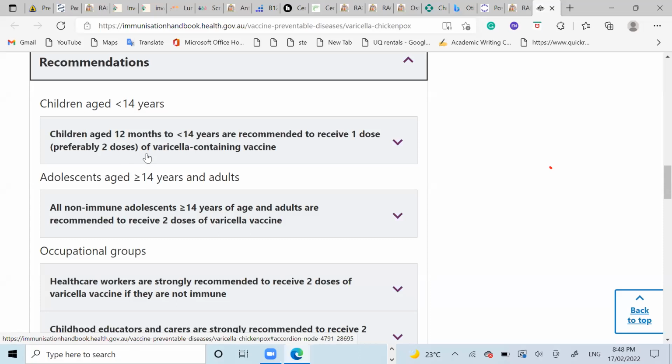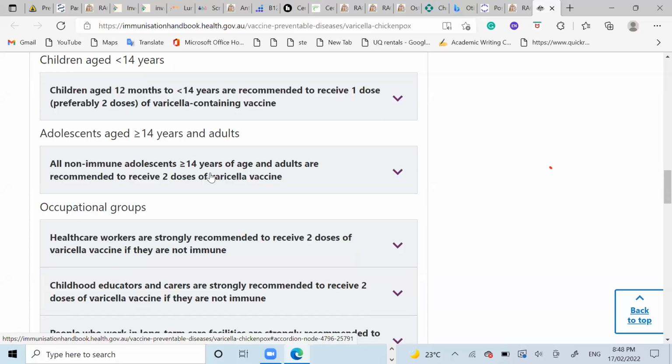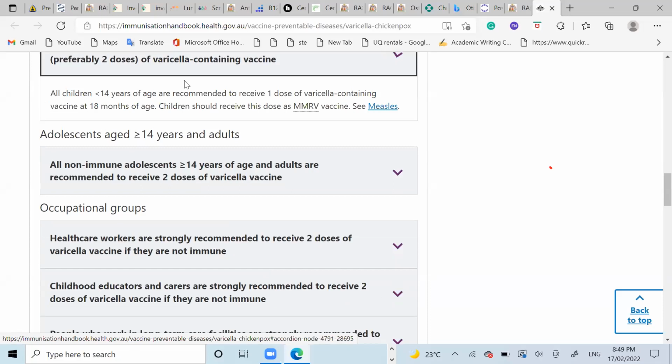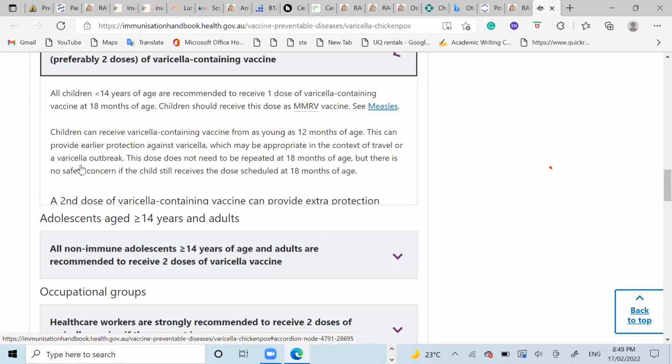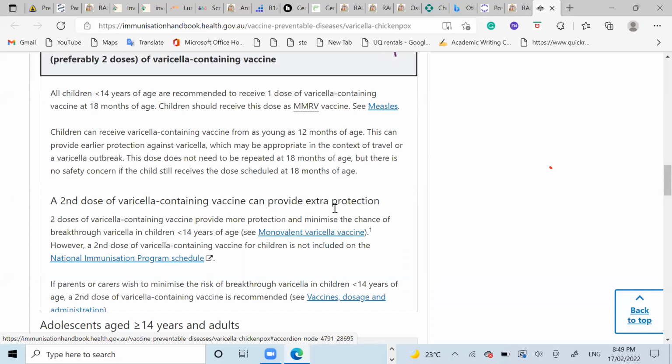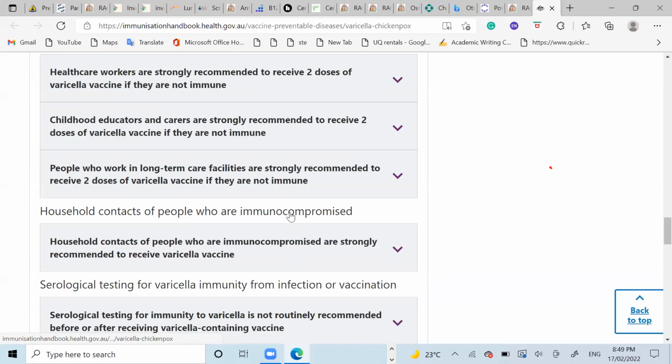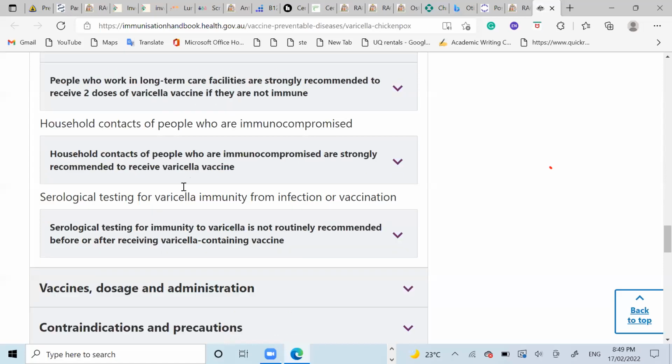So for a child aged 12 months to 14 years, what are the recommendations for them? For more than 14 years and didn't receive 2 doses, what are the recommendations for them? It's written over here. You just open it up and the recommendations come. Healthcare workers, childhood educators, people who work in long-term facilities, immunocompromised people, household contacts of immunocompromised people. When you have to do serology for the varicella vaccine, what are the contraindications, everything is written over here.